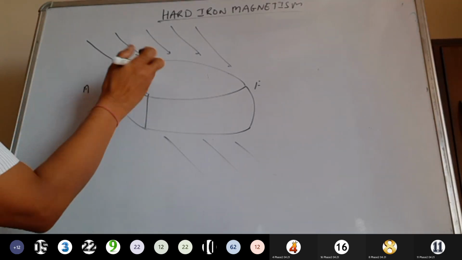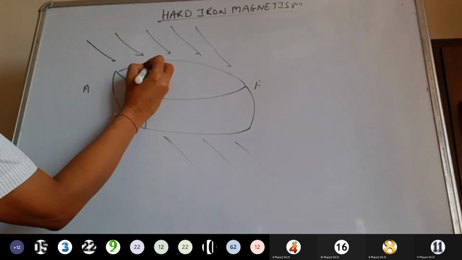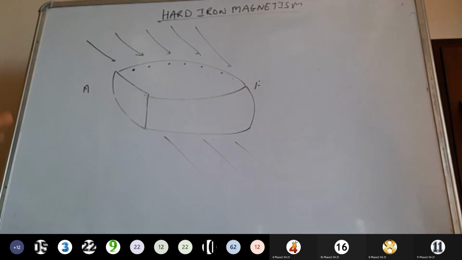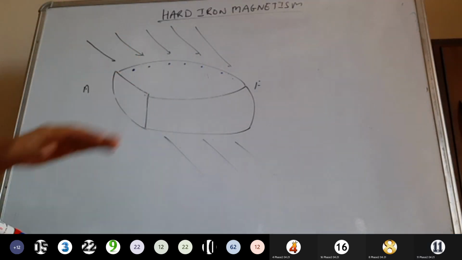So what will it require here? It will be on. Okay, so all this will become blue pole. And down below, where it enters, there also blue pole. Yes.